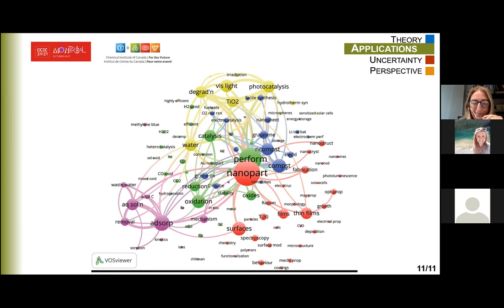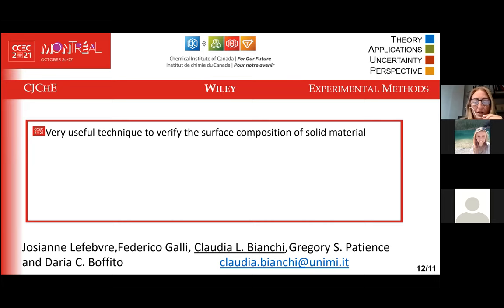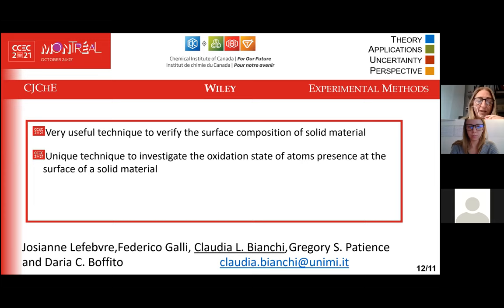Now, just to close my presentation, I would like to stress some very important conclusions. First of all, it's a very useful technique to verify the surface composition of a solid material. In many cases, the surface composition is very far from the bulk composition. And as I mentioned before, the surface is what is really working from a catalytic point of view, and it is the interface with water, with air, and so on. It's probably a unique technique able to investigate the oxidation state of the element atoms present at the surface of a solid material. It's unique because no other technique can do this.